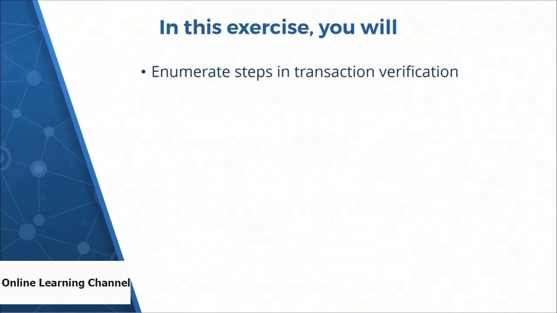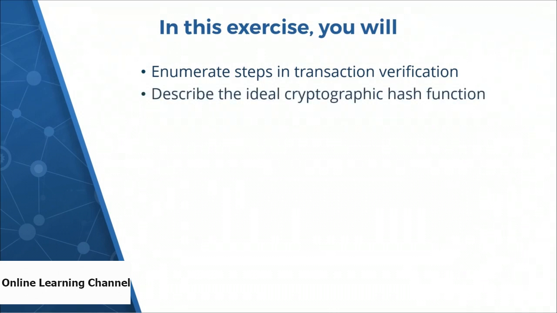For the next task, you will describe the ideal cryptographic hash function. We have seen in this course how the concept of cryptographic hashing has been used extensively in blockchain networks, and this is because there are a few properties of cryptographic hash functions which make them ideally suited for use in a blockchain. You will need to identify what those are.